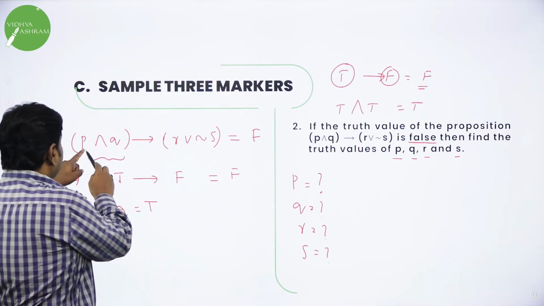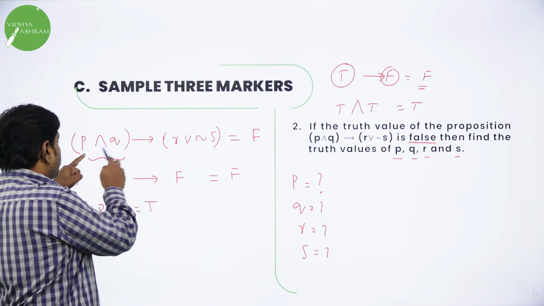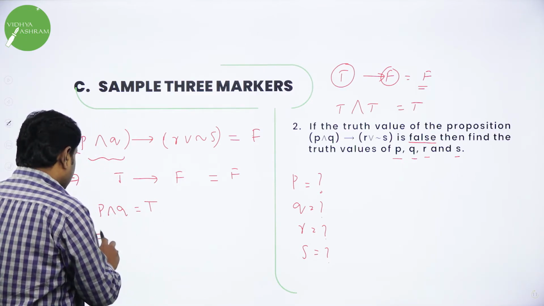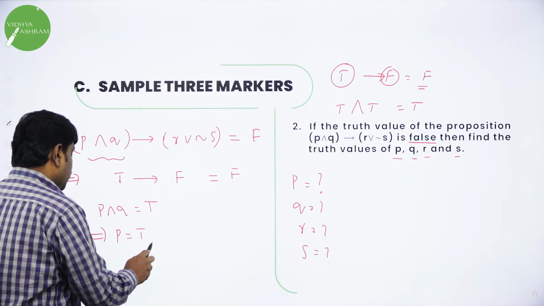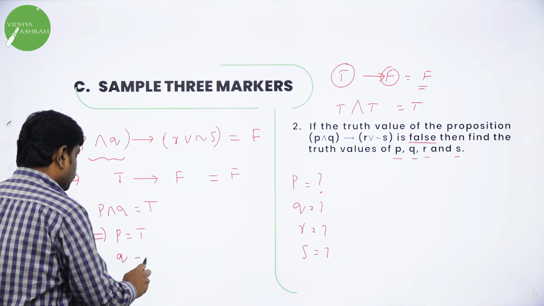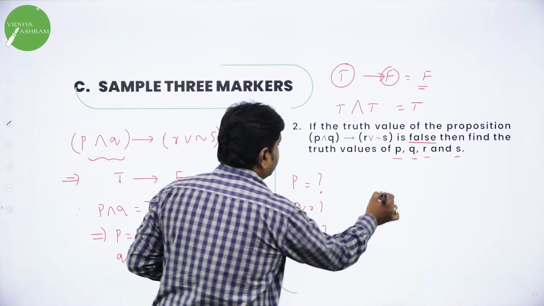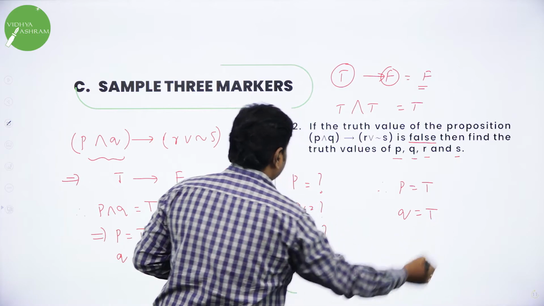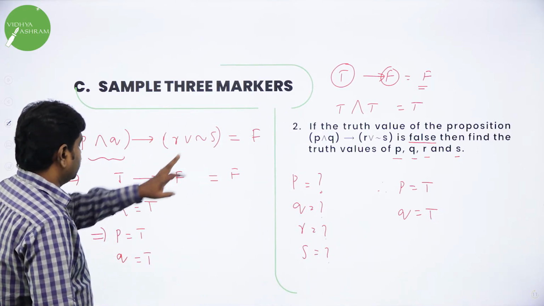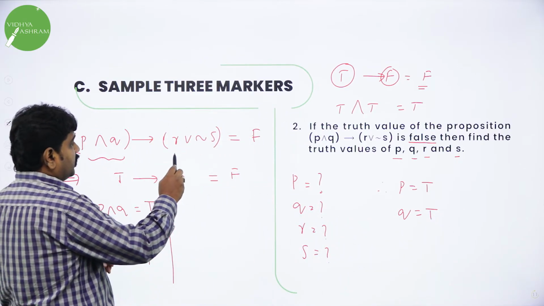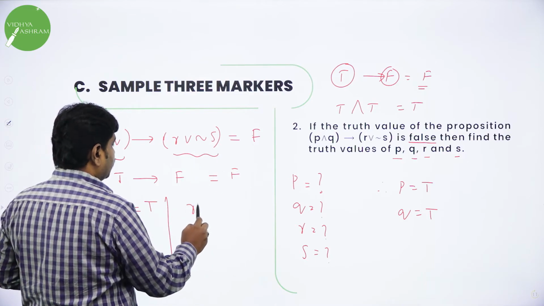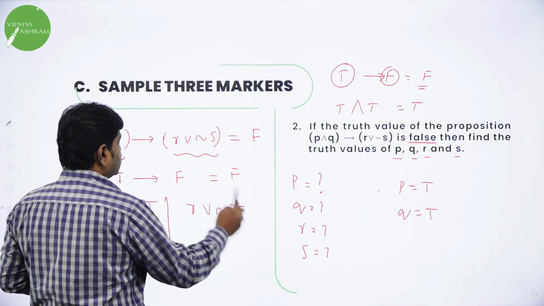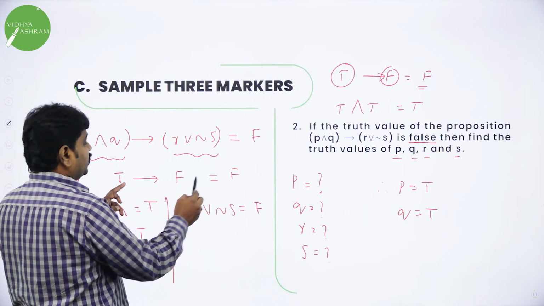But here in the place of P and Q, true is coming. If P and Q is true, this implies P has to be true and Q also has to be true. So now I got the P value and the Q value. Therefore P is true and Q is also true. Now I need to find the next slot. So here you can see R or not S. R or not S has to be false. So true implies false will become false.